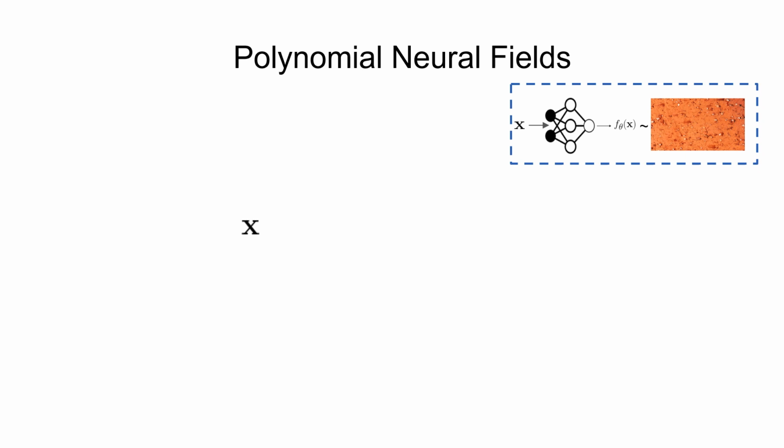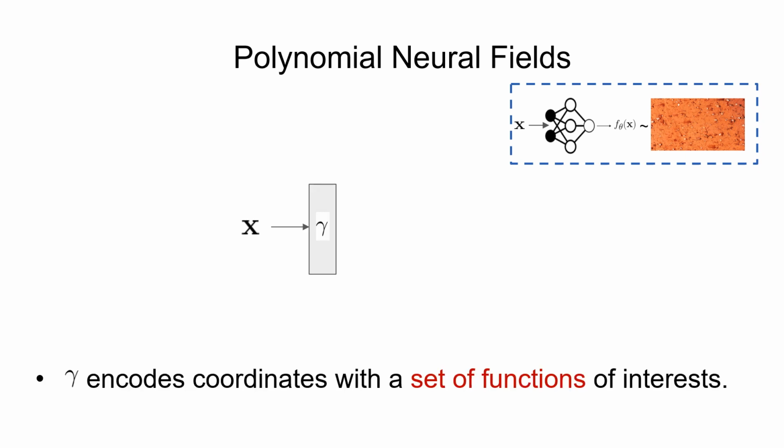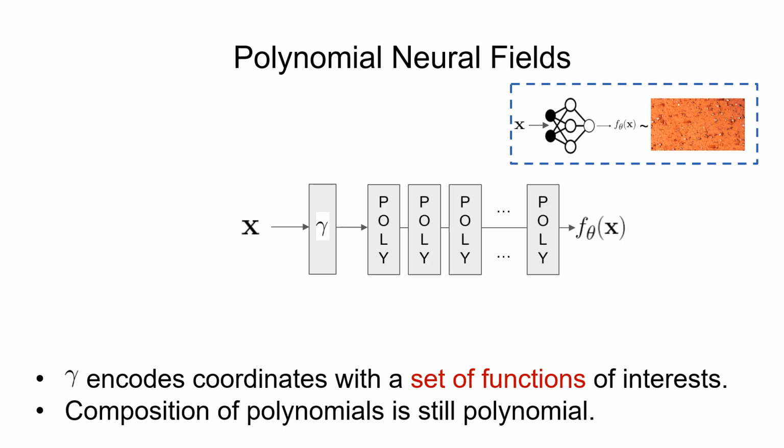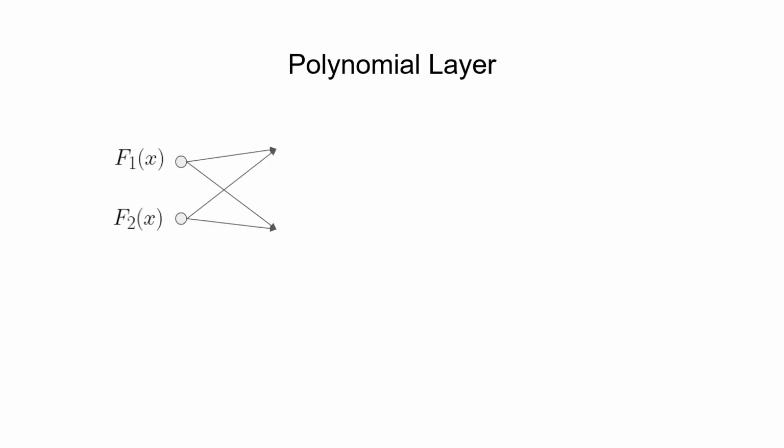Our network takes as input spatial coordinates x. Next, x is passed through a basis encoding that consists of a range of functions of interest. For instance, those could be functions of a particular frequency band. Next, the encoded input passes through a number of polynomial layers composed on top of each other. Since composition of polynomials is still a polynomial, this allows us to analyze the output of each layer recursively.